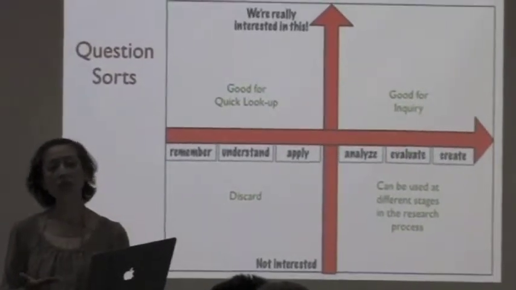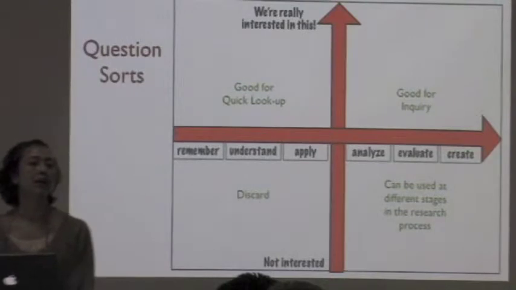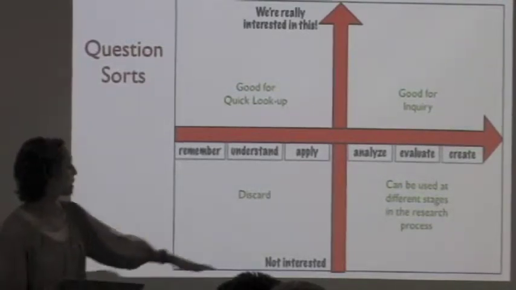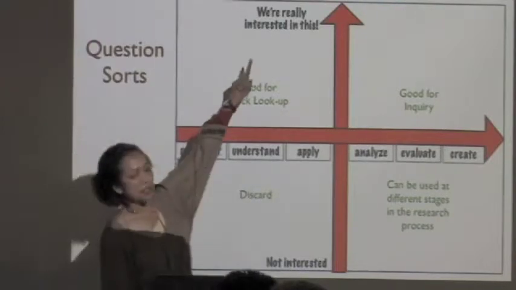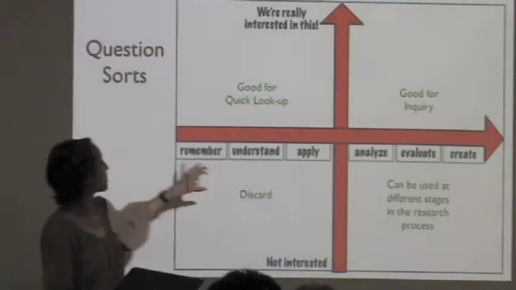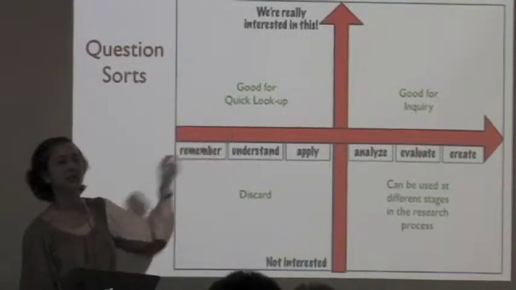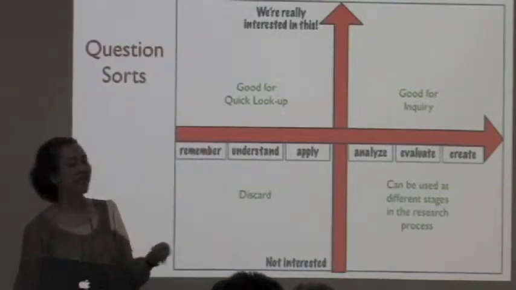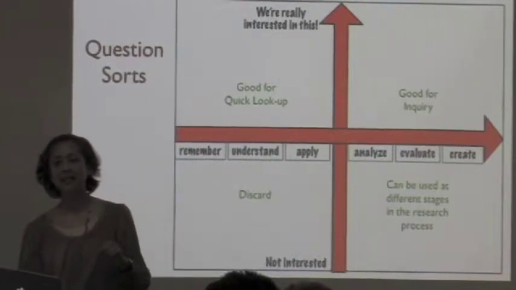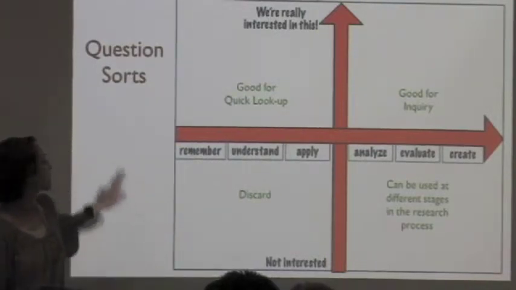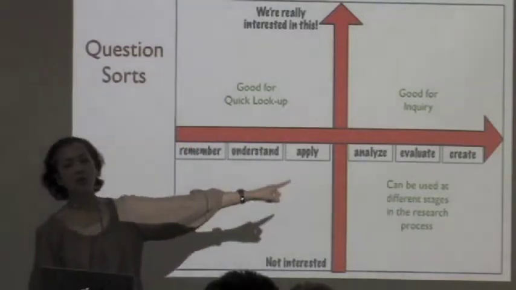So all question sorts is, I've taken the two criteria that we looked at, high interest and low interest. Low interest is at the bottom, and high interest is at the top here. And then what I've done is I've taken Bloom's taxonomy. There are 6 verb descriptors, and these describe what your question is asking you to do. It's going from lower order thinking skills to higher order thinking skills.